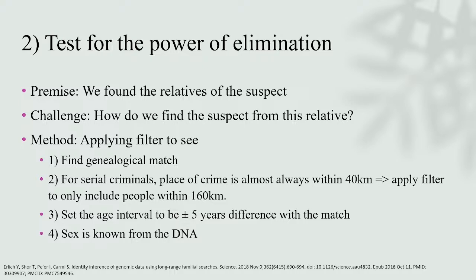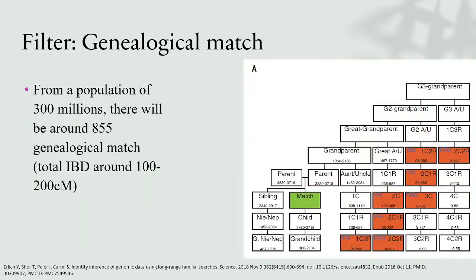And we assume that sex is known from the DNA. Now, from our class, we have seen cases where sex is not known from the DNA, at least not in appearance. However, those are absolutely not the majority, so we would not discuss those. So when we apply the genealogical match, we can see that from a population of 300 million people, it would jump all the way down to 855 people with total IBD around 100 to 200 centimorgans, which would be these people.